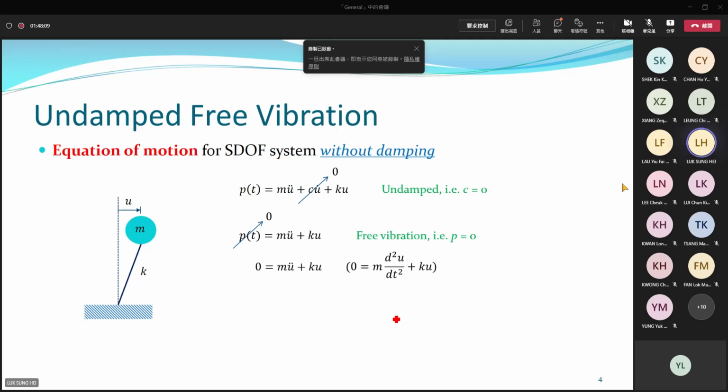To solve this problem, you need some initial conditions. You need two initial conditions, the so-called initial displacement, u0, which means the initial displacement at time equal to 0, and u dot 0, which means the initial velocity. You need two initial conditions, u0 and u dot 0. You can also understand this easily, just like the example that I showed you before.